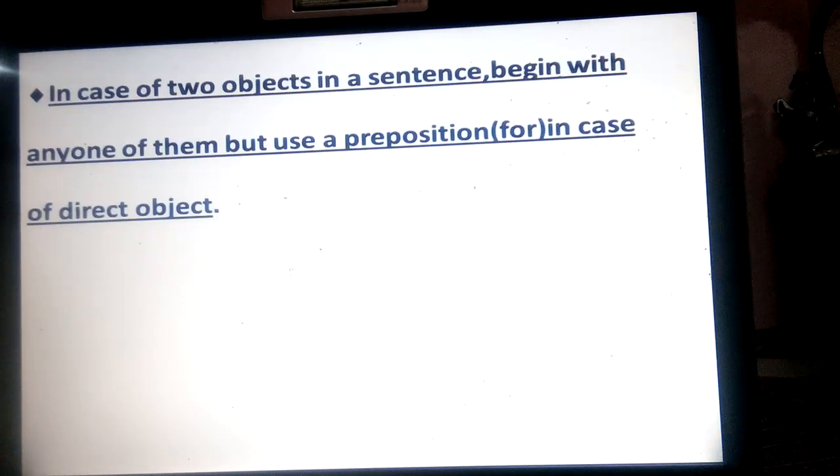In case of two objects in a sentence, لو أنا عندي two objects مفعولين, begin with any one of them but use a preposition for in case of direct object. لو أنا عندي direct object مفعول مباشر أستخدم for معنى.